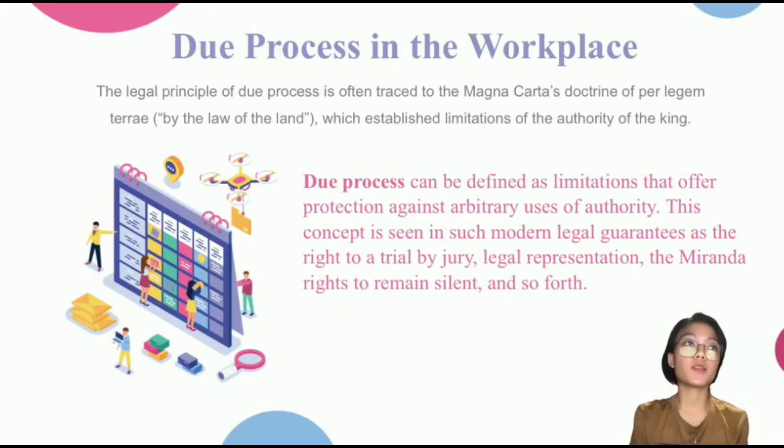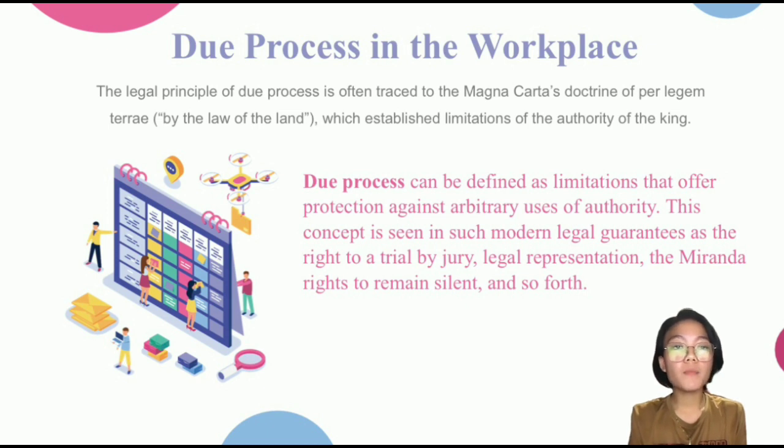Due process in the workplace. The legal principle of due process is often traced to the Magna Carta's doctrine of per legem terrae, which established limitations on the authority of the king. So due process can be defined as limitations that offer protection against arbitrary uses of authority. This concept is seen in such modern legal guarantees as the right to a trial by jury, legal representation, the Miranda rights to remain silent, and so forth.